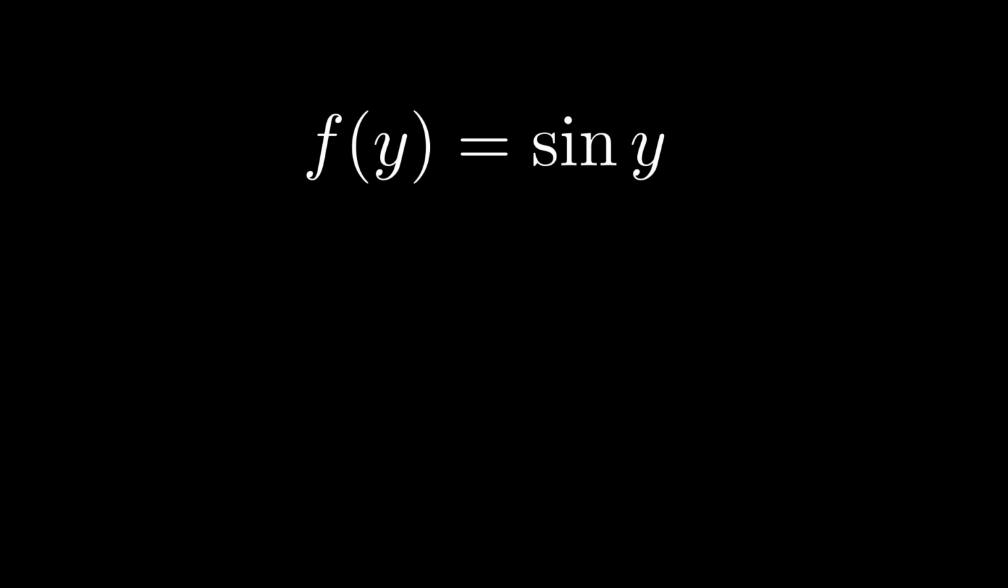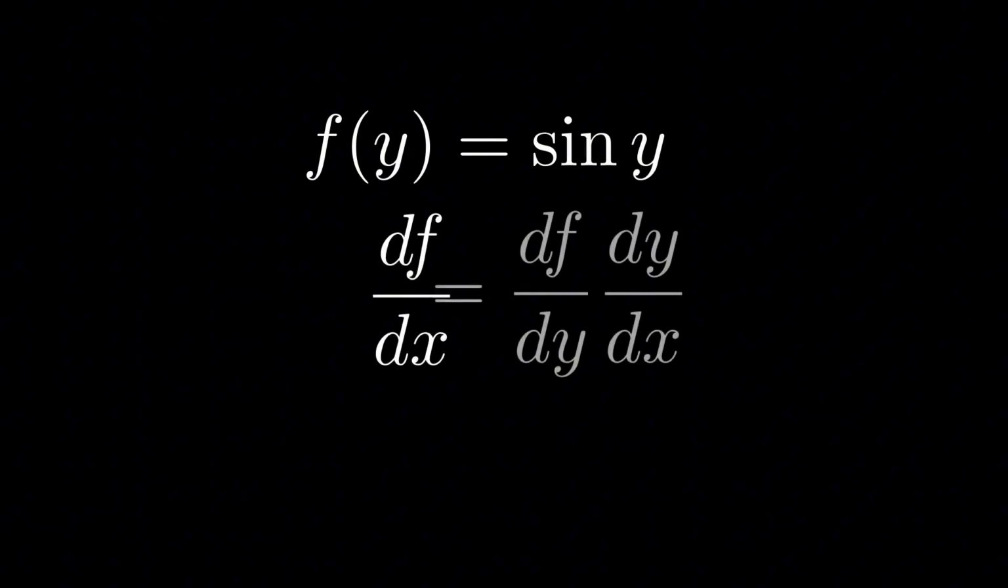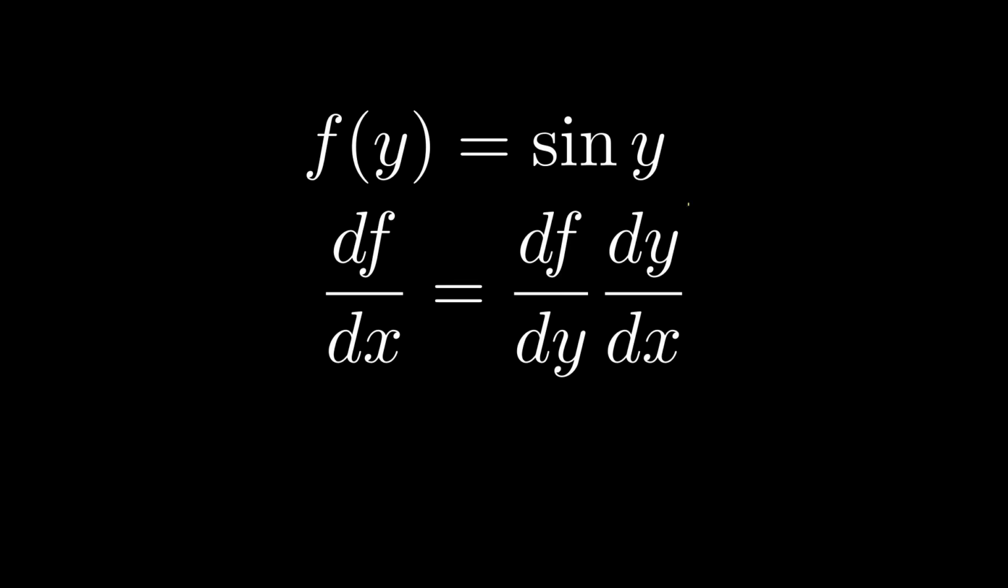For terms involving just x, we can differentiate as normal. For those involving only y, we'll use the chain rule. We want to differentiate a function of y with respect to x. So if we call the function of y f, for example, we want df/dx. Now we can use the chain rule to expand df/dx into df/dy, multiplied by dy/dx.